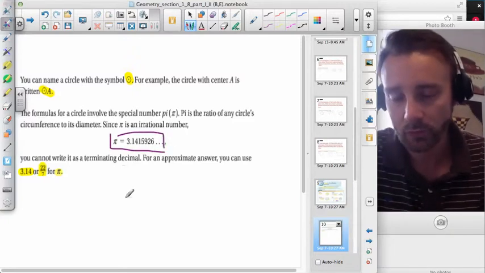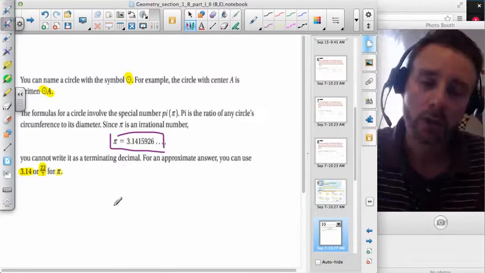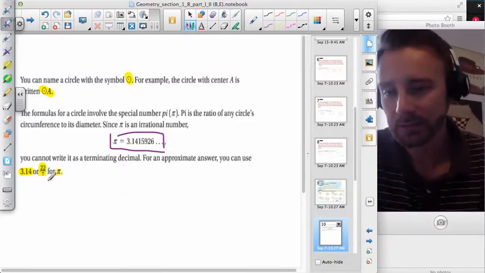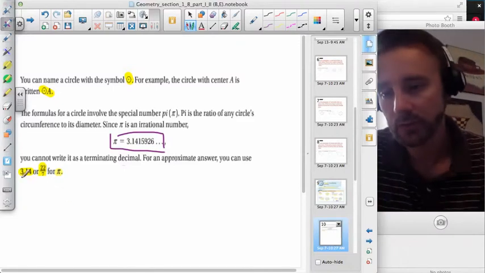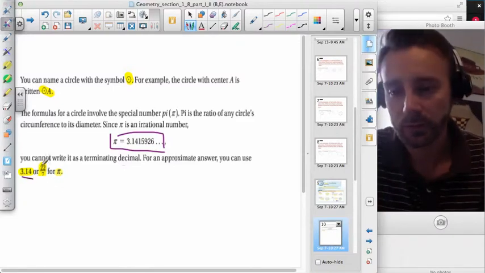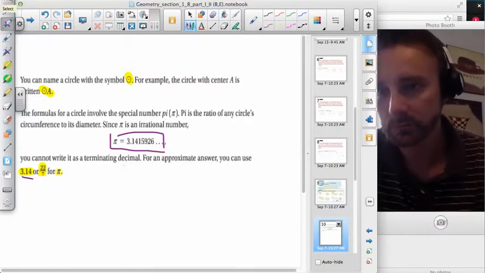Here I'm just telling you how much pi is. It's 3.14. If you have a calculator, it gives you the exact value. If you don't have one, you can use 3.14. 22 over 7 is also an approximation of that number. You can use that too.